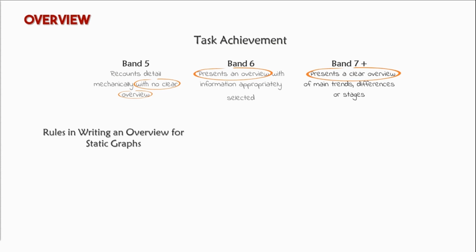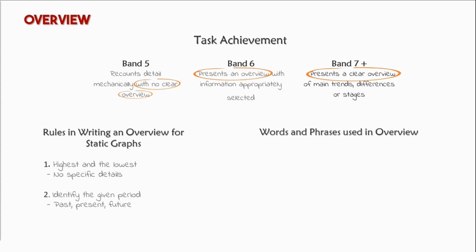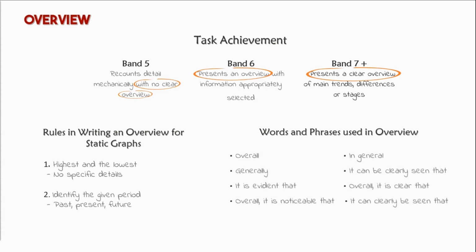First, study the graph and look for 2 things to write a clear overview. Include the highest and the lowest figures in the graph, but do not add specific details, and identify the given period, the month or year if there is any. We have some phrases we can use to start our overview. Overall, in general, generally, it can be clearly seen that, it is evident that, it is clear that, it is noticeable that.